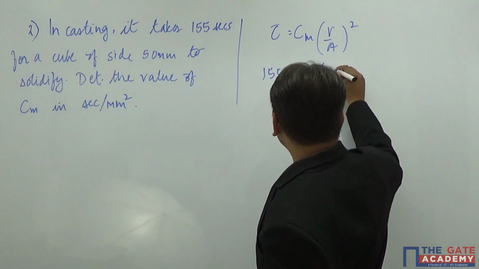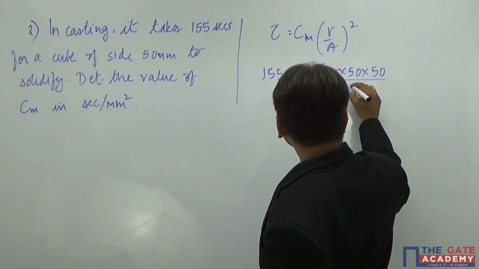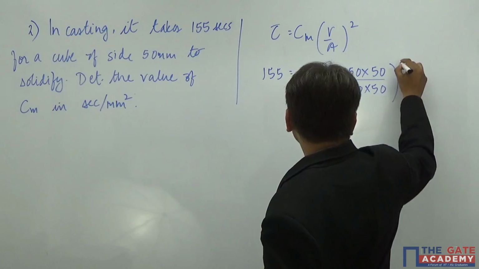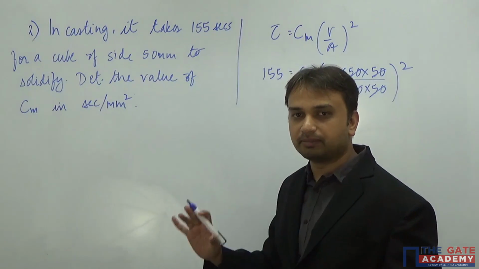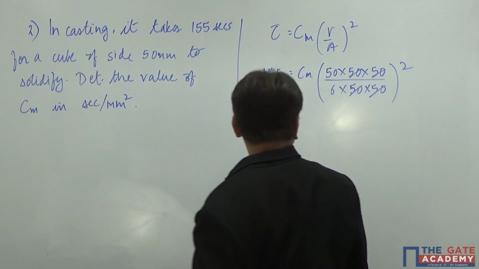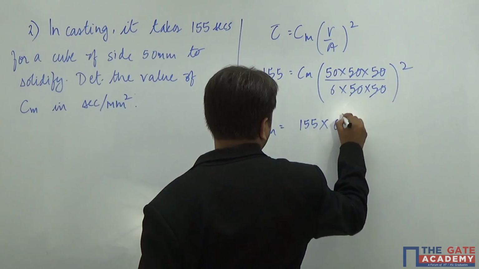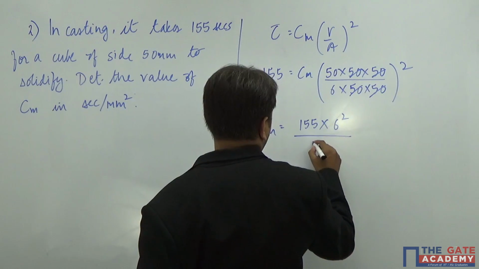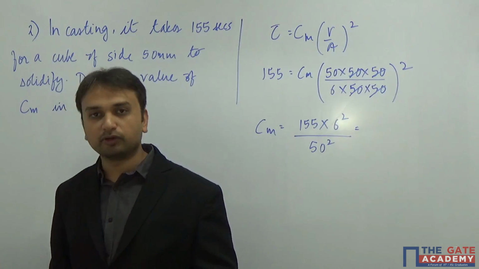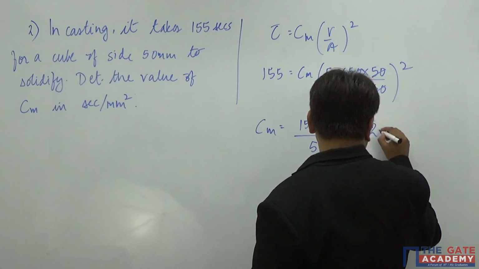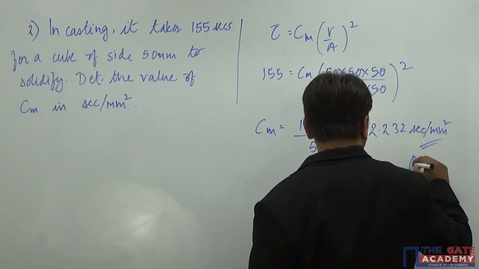Suppose I take the volume, which is 50 by 50 by 50, and the surface area will be 6 into 50 square. That means 6 into 50 into 50 and square of it. So you can see these will get cancelled out, and eventually you are left with 50 by 6 only, which is a by 6, right? So from here, if you find out the value of Cm, it will be 155 into 6 square by 50 square. And when you solve for this, I have a ready answer with me, and it comes out to be 2.232. Okay, it will come out to be 2.232 second per mm square. So this is going to be your answer.